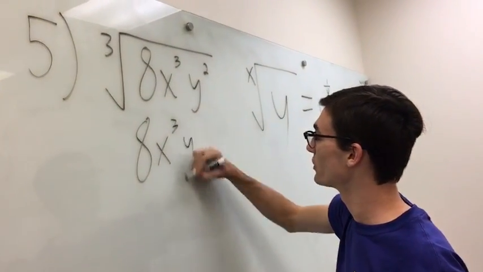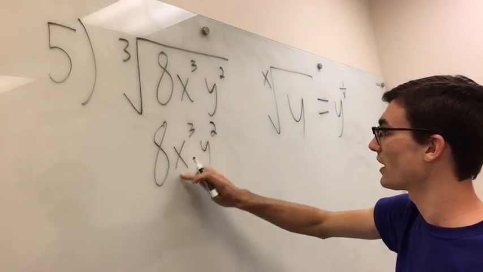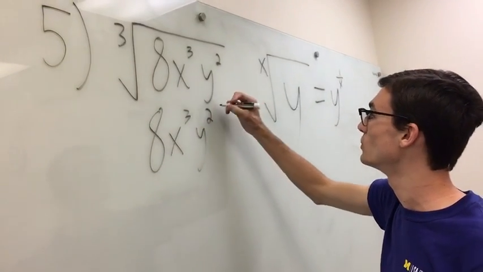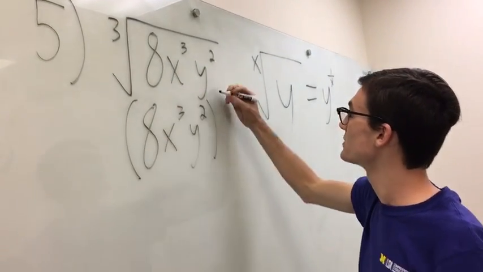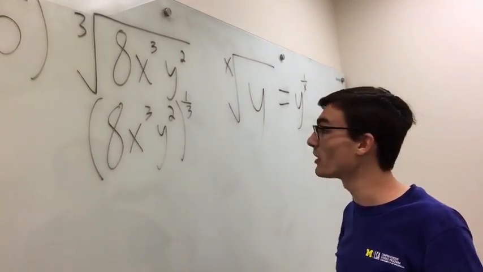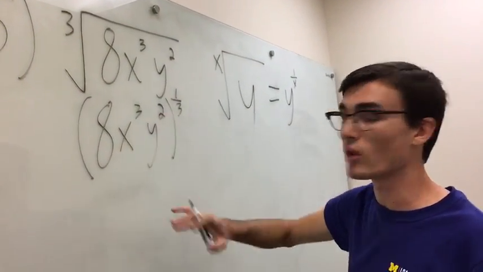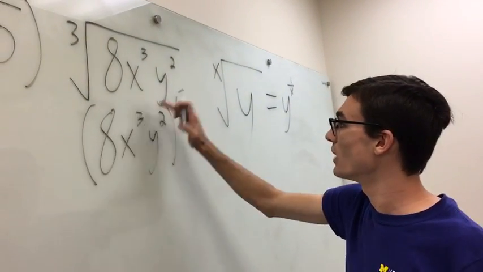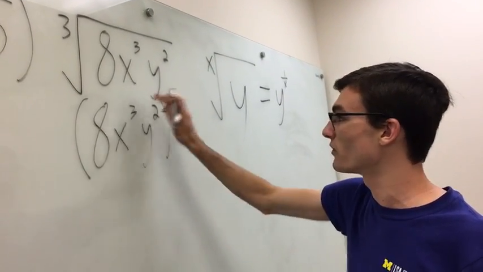If you just do this, if you take 8x to the 3, y to the second, and you raise that to the power of 1/3, you can just go from there. It's much more easy to do because you can just take a 1 by 1. You distribute this to every single value here. So the first one's pretty easy.